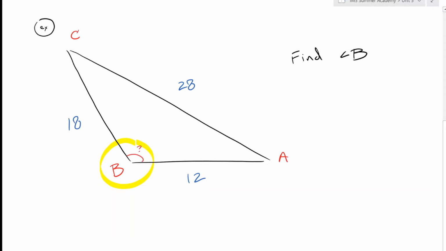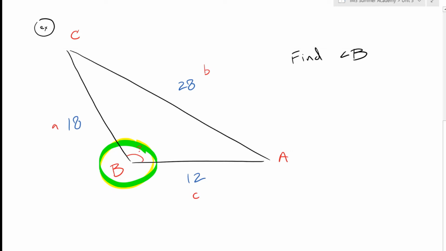Now, if we're trying to use law of sines, remember we need pairs. So I have big B, I have little b. I also have little a and little c. So I have big B, little b. Do I have little a, big A? No, I don't have big A. Do I have little c, big C? No. So I can't use pairs, I can't use law of sines. So I have to use law of cosines. I'm trying to find big B here.